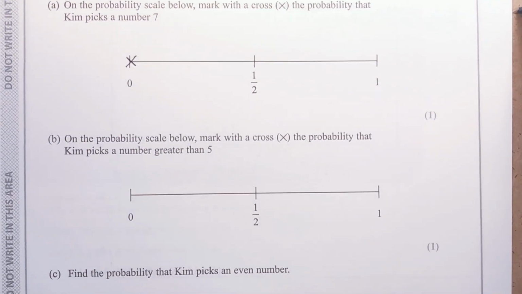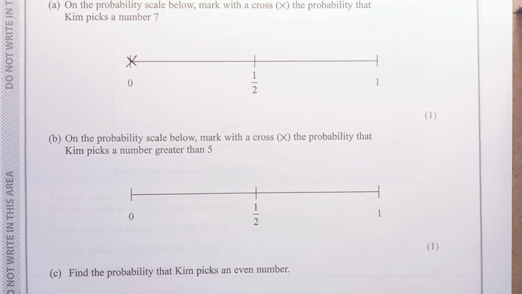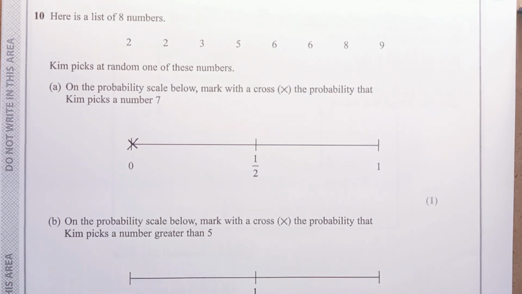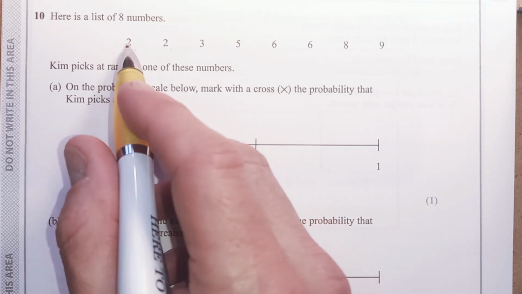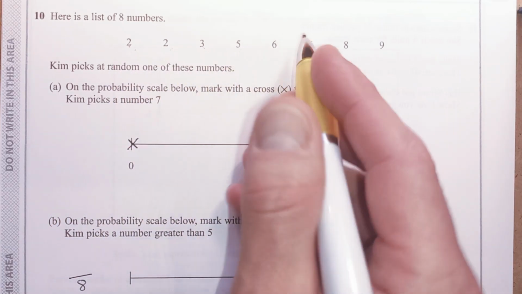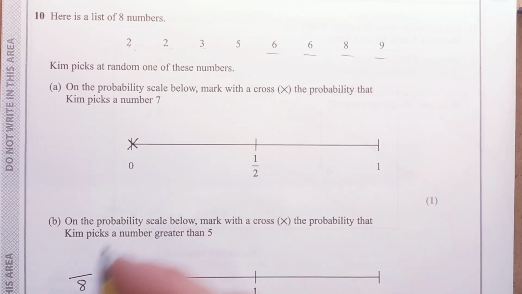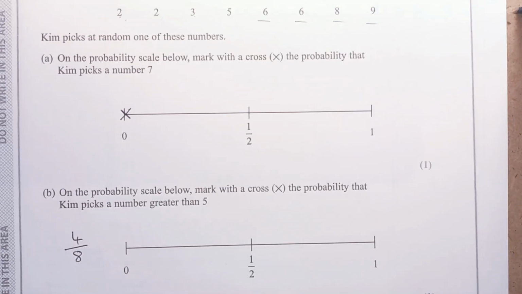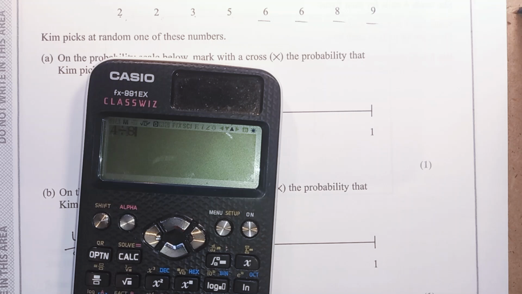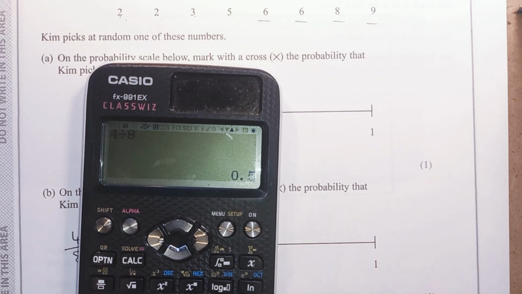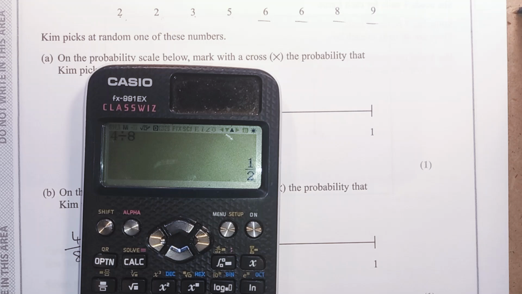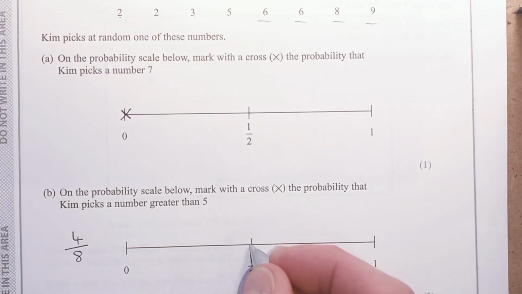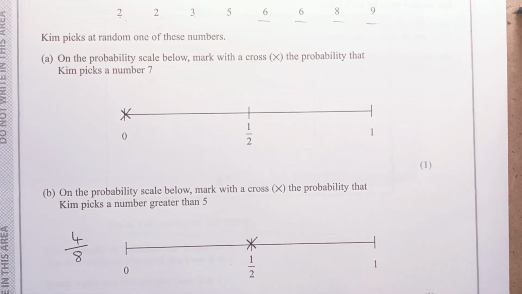Part B. On the probability scale below, mark with a cross the probability that Kim picks a number greater than 5. Right, they've told us there's 8 numbers, so it's going to be out of 8. We want a number greater than 5. Smaller, smaller, smaller, that's the same. So greater would be 1, 2, 3, 4. So 4 out of 8, which actually if we do 4 divided by 8, we'll see it's 0.5. You can press the SD button. Oh yeah, it's a half. So we can put our cross there.